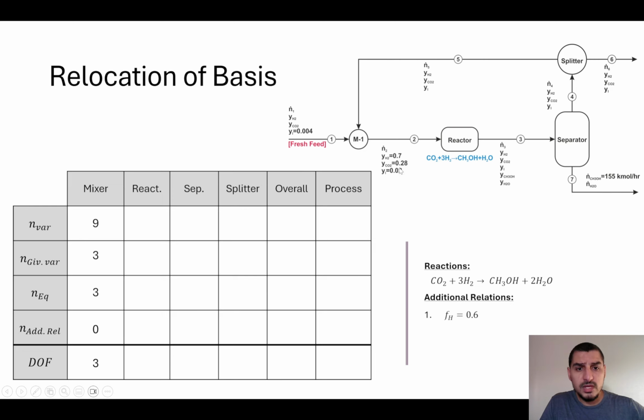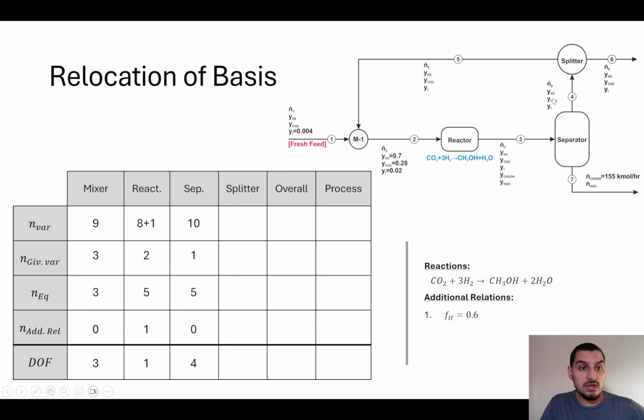For the reactor, we have 1, 2, 3, 4, 5, 6, 7, 8, 9. It's 8 plus 1, so it's 9 variables. The given variables are 2. We have 5 equations and 1 relation, which is the fractional conversion. So this makes the degrees of freedom 1. For the separator, we have 5 plus 3 plus 2, so 10 variables. We have 1 given variable, which is the flow rate of methanol in the product stream. We have 5 equations and no additional relation, so it has 4 degrees of freedom.